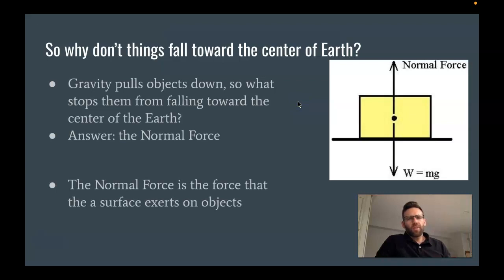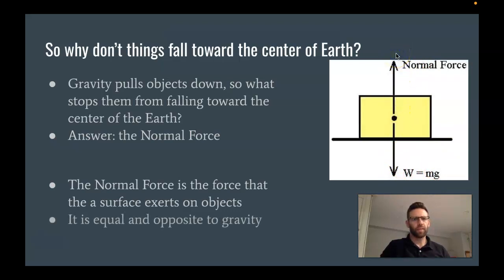So the normal force is the force that a surface exerts on objects. It could be the floor, it could be a table, it could be anything like that. Or even in this diagram here, whatever this surface is resisting the force of gravity. So gravity or weight is pulling this down, and then you have normal force pushing up. It's equal and opposite to gravity.